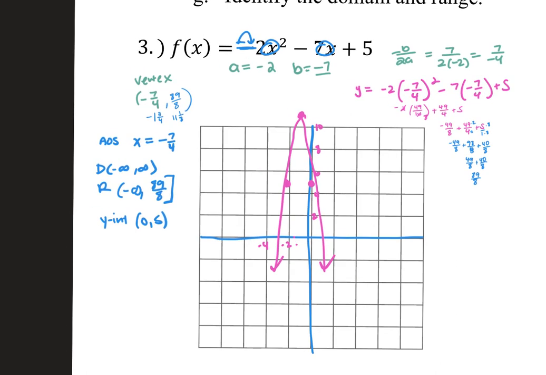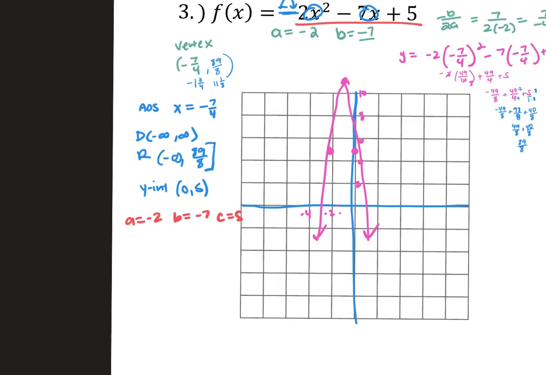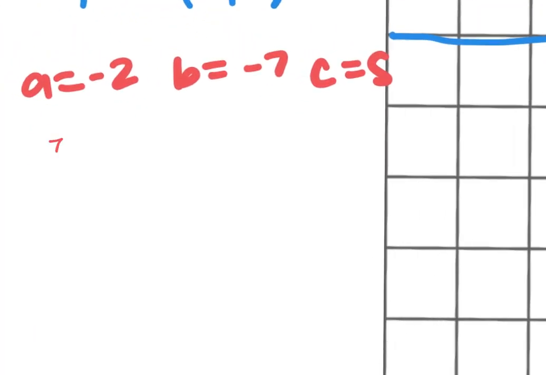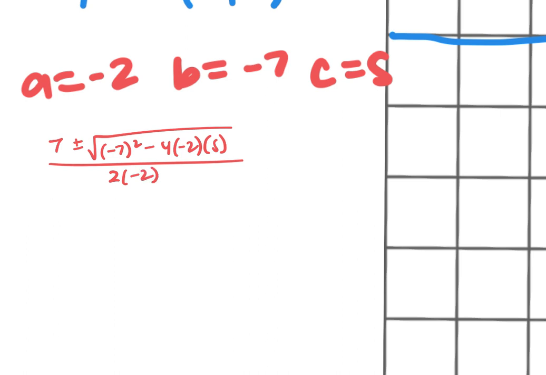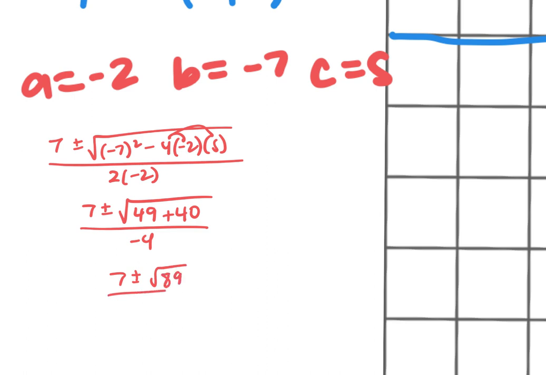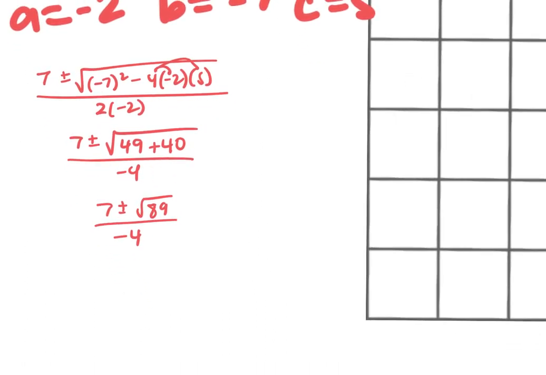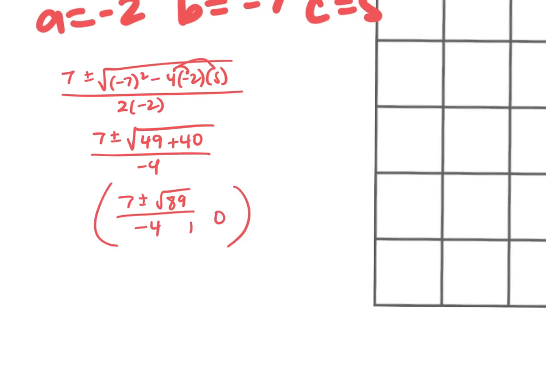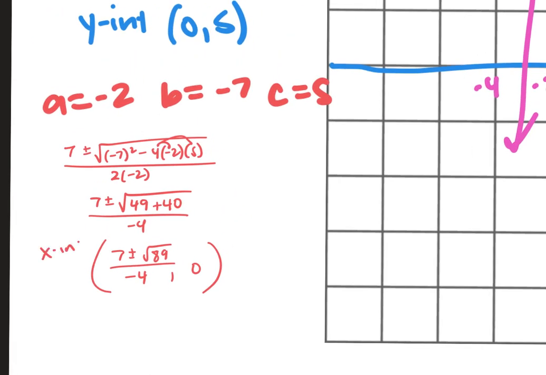Now to find them, I'm going to use the quadratic formula on my original equation. So A is negative 2, B is negative 7, and C is 5. So negative B, which becomes positive 7, plus and minus the square root of B squared minus 4 times A times C, all over 2 times A. 7 plus and minus the square root of 49, that's a positive 8 times 5, so positive 40, over negative 4. Square root 89 over negative 4. 89 does not break down, so that is my x value, and then I would put 0 as the y, and that would be your x-intercepts.